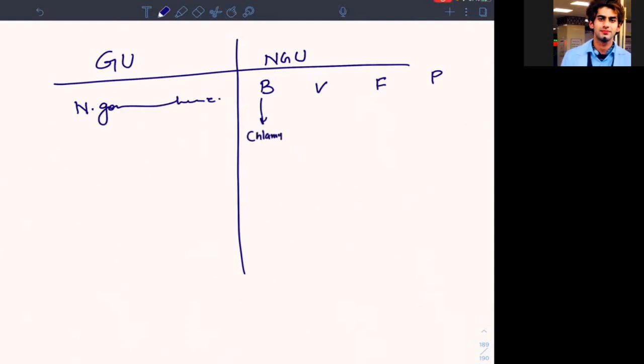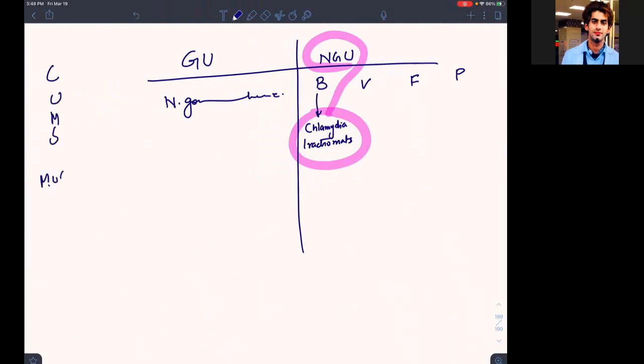Chlamydia trachomatis. Please remember it with a red pen: it is the most common cause of non-gonococcal urethritis. Another way I remember the others is MUCS. You can remember like this.